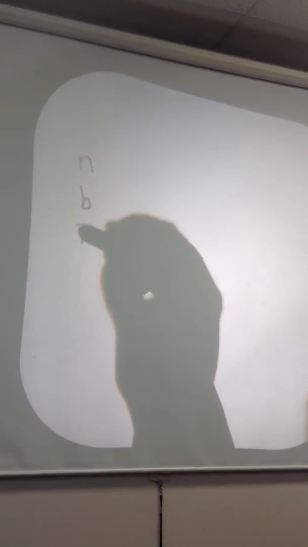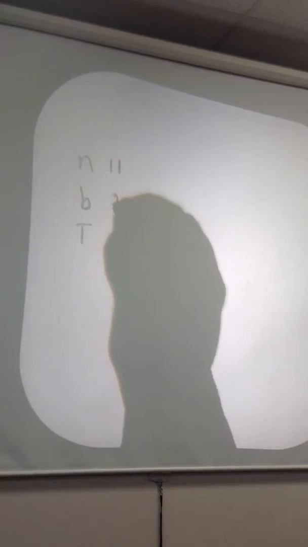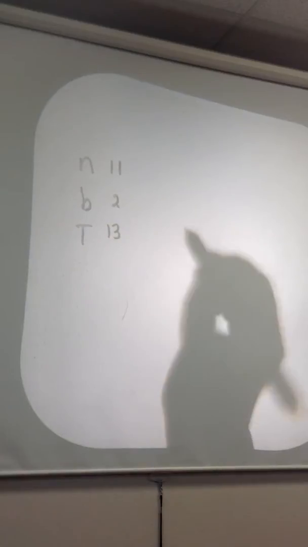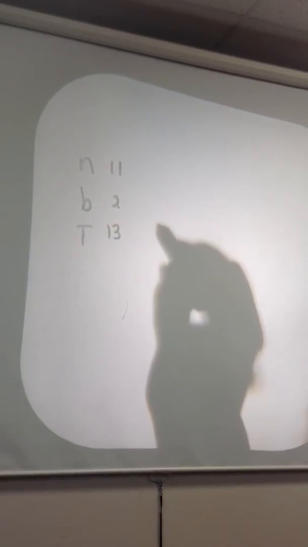There were 11 nuts to 2 bolts, so the total would be the sum of those two, which is 13. Right, now that sets up the basic thing, okay?